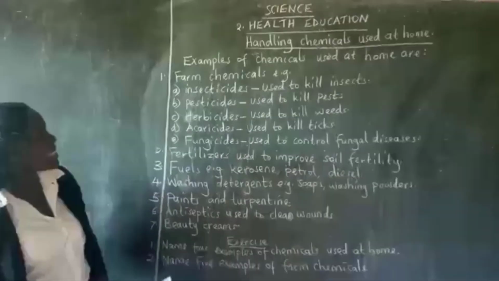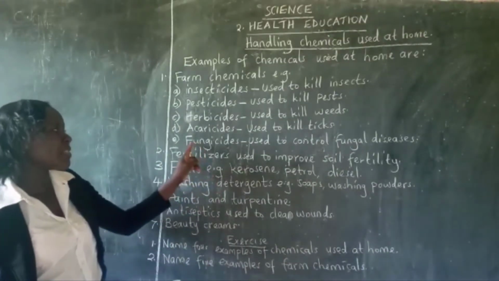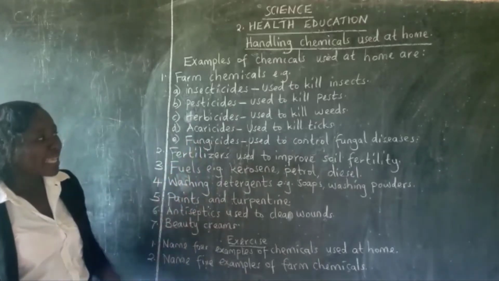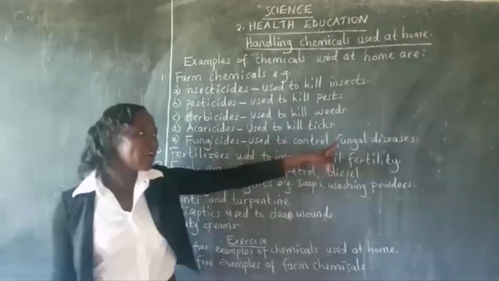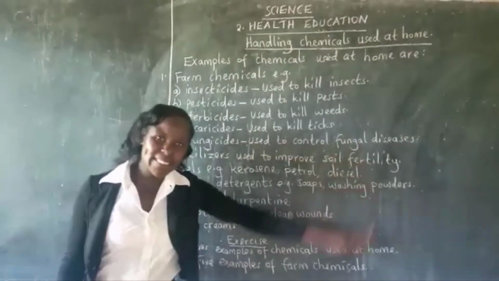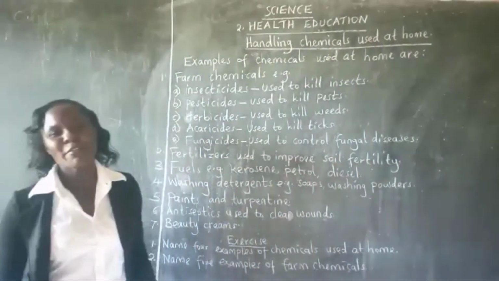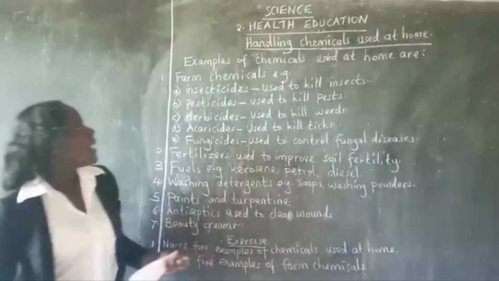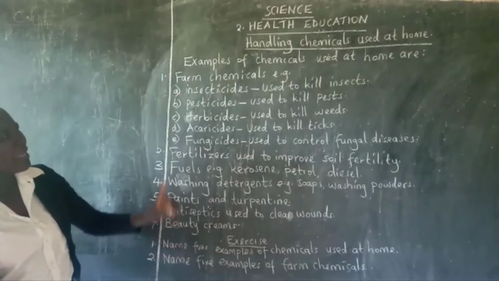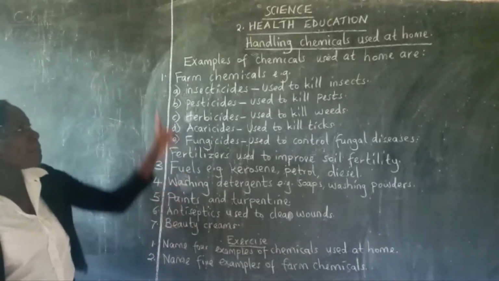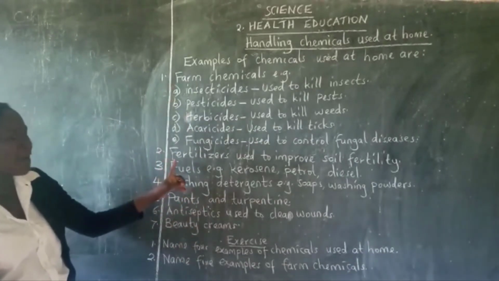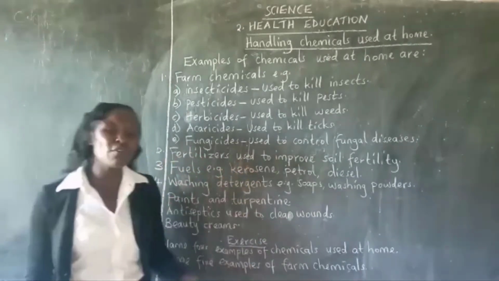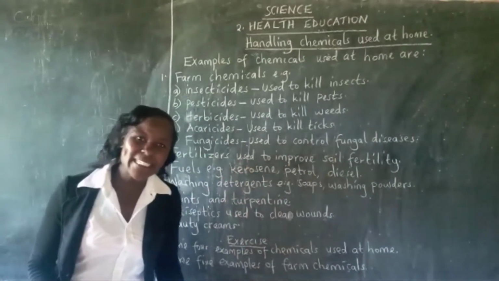And the last example of farm chemicals here is what we call fungicides. So what are fungicides? These are the chemicals that are used to control fungal diseases. Do you know examples of fungal diseases? Yes. Now another example of chemicals used at home, apart from farm chemicals, we also have what we call fertilizers. So fertilizers are used to improve soil fertility.